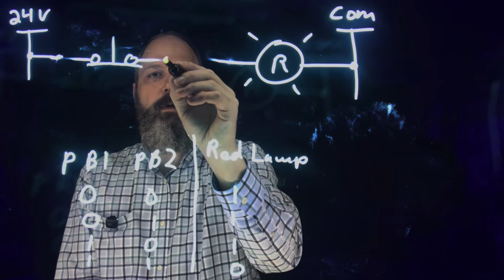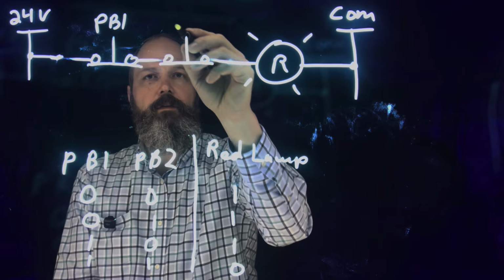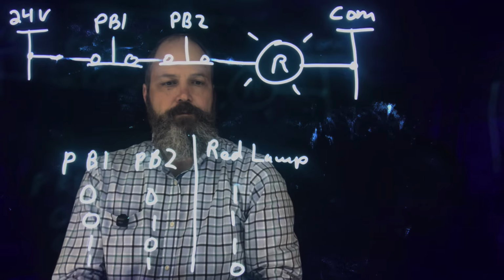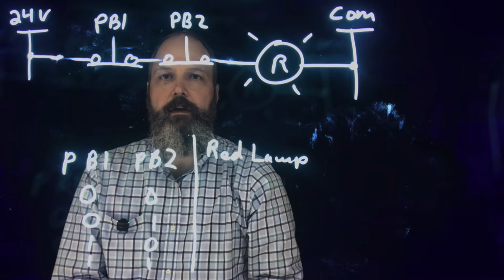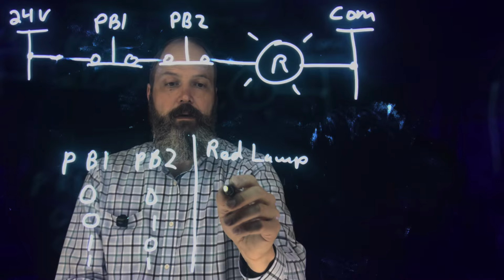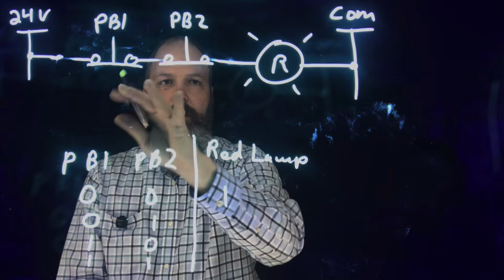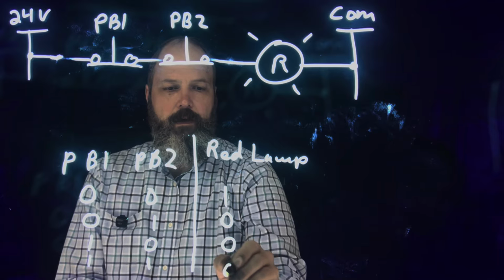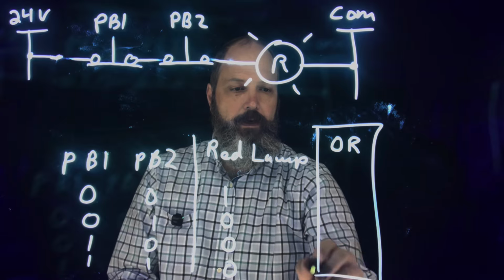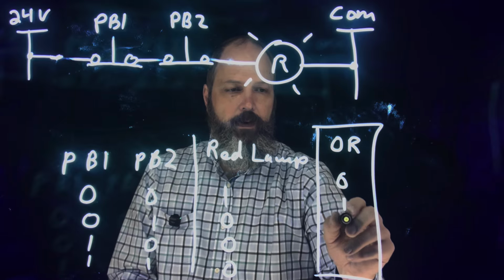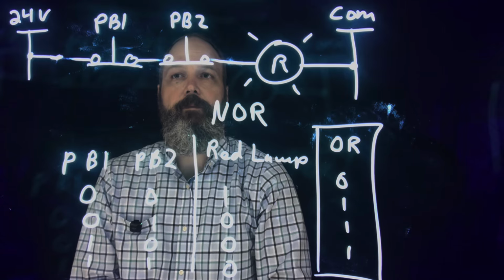And finally, what we want to do is represent two normally closed push buttons in series. Output here will be, if you press none of the buttons, you'll have a lamp on, but if you press either one or both, it will break that circuit. And if we look here and remember that OR logic, just writing here just so we can remember, was 0, 1, 1, 1. So this would be not OR, which we call NOR.